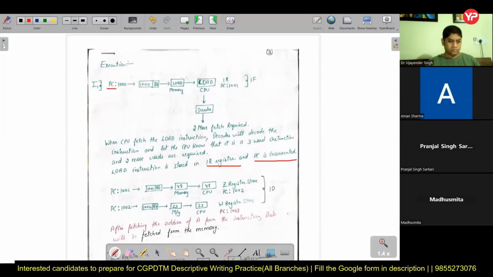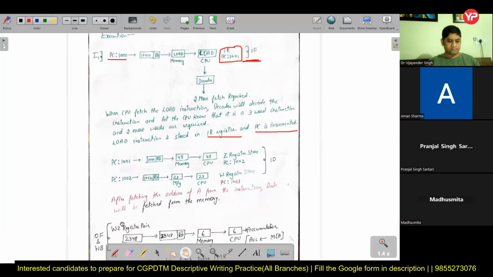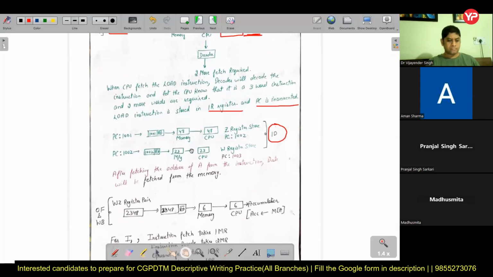Now you see, PC is incremented here. We have shown that it is an instruction fetch and here PC is incremented. Now the next two steps, PC will be incremented again and again, and we will fetch the remaining of the instruction and it will come under what? Instruction decode section. Now, once we have fetched the instruction, we will put that in WZ pair and we will fetch the operand from that memory and put it where? In the accumulator. So this will come under operand fetch and write back.